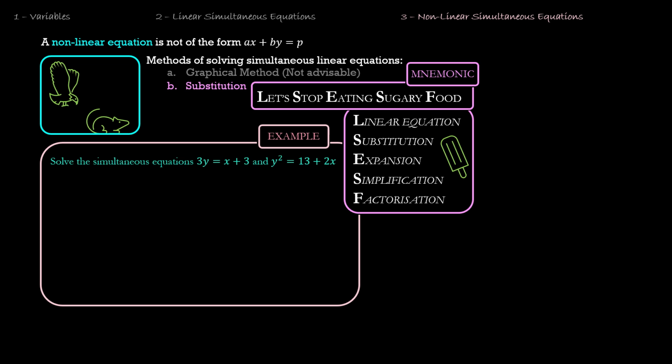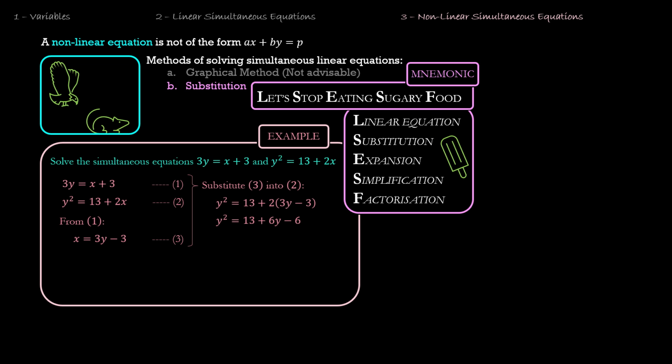Say we are given the following two equations. By choosing the linear equation, we can express x in terms of y. We might want to express y in terms of x instead, and that is not an issue. We then substitute it into the second equation and expand the left-hand side. We then bring the expression on the right to the left to get y squared minus 6y minus 7 equals to 0, and this is the simplified form.